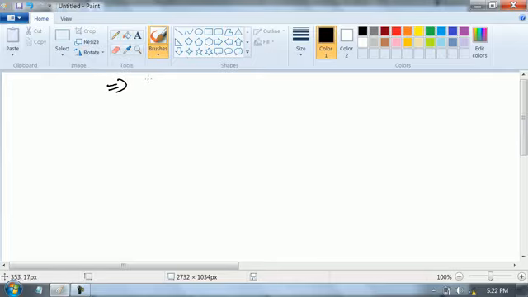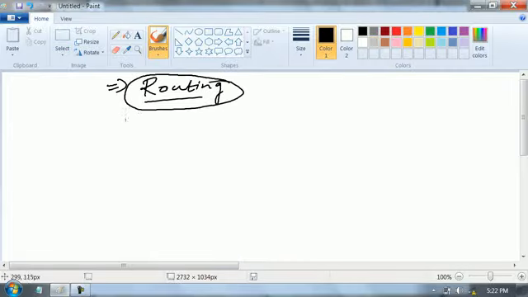Today we'll start with a new topic, that is routing. I think till now all of you know what you mean by this particular term. If I ask you how many things are involved in routing, what will you say?